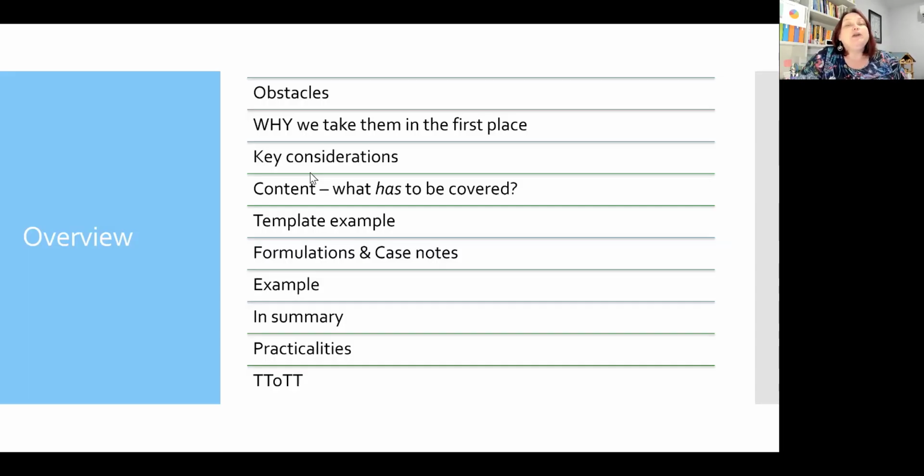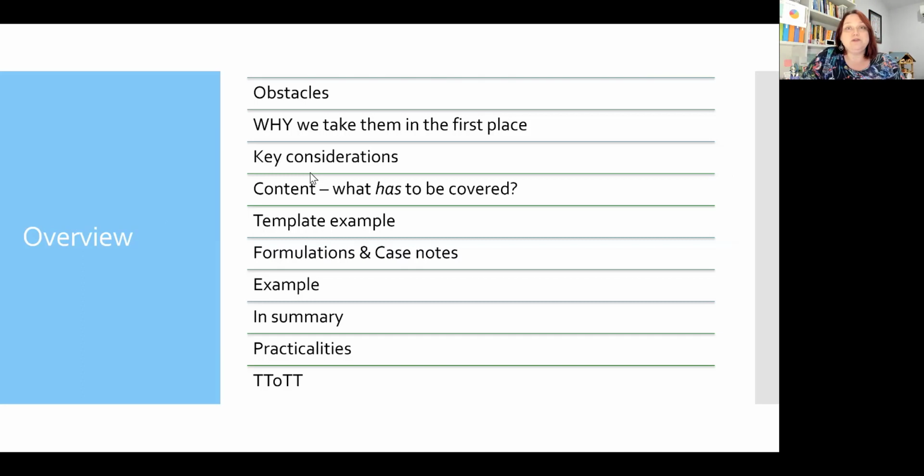So, we're going to be looking at some of the obstacles to taking case notes and why this is a training in the first place, why it's a source of stress. We're going to be looking at some of the key points in terms of content. So what things do you have to include to be Medicare compliant, to be compliant with the APS, with APRA, all of that kind of stuff.